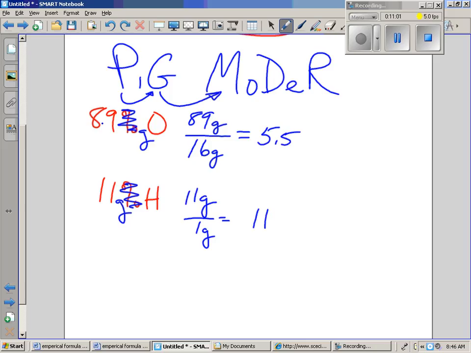I'm right here in my PIG MODER thing. The D is for dividing. Once again, I'll write these out with you in a minute. You're going to divide by the lowest number that you have for moles. I'm only using 2 elements. I could have 5 of them. You choose the lowest number. So the lowest number is going to be 5.5. And when you do this out, you're going to get a 1, and that's a 2.